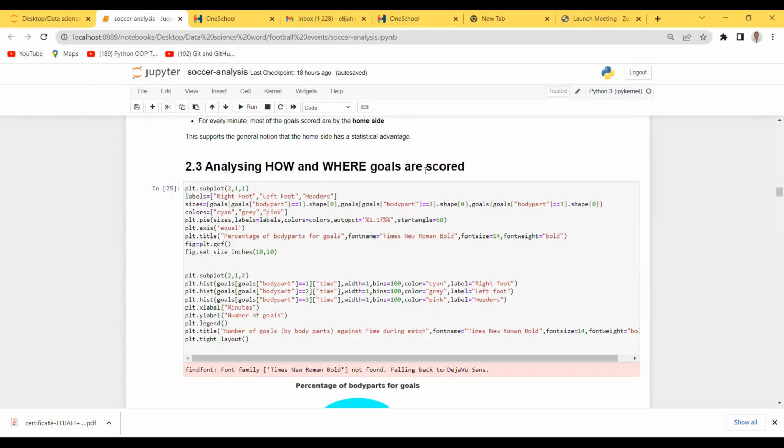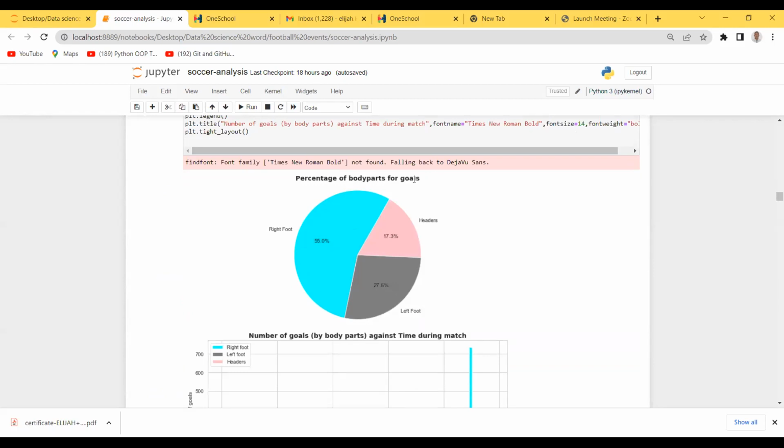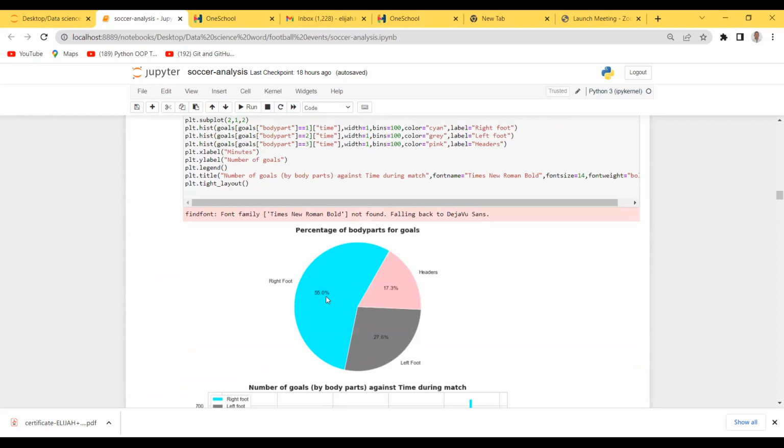Analyzing how and where goals are scored. Guys, I have shared this notebook, so you can check the code later. This is the percentage of body parts. 55% of the goals scored were scored using the right foot, while 27.6% of the goals were scored using the left foot. The rest were scored using headers. As you can see, most players use the right foot.